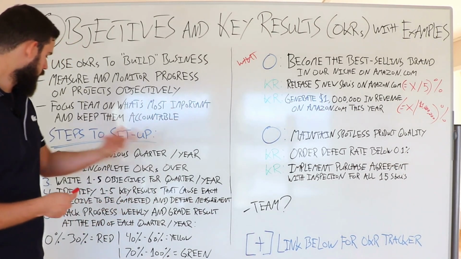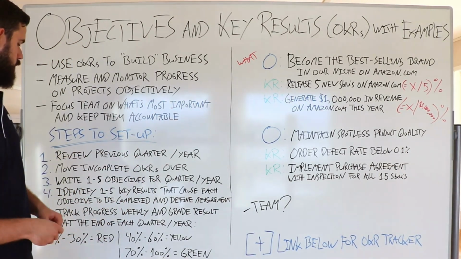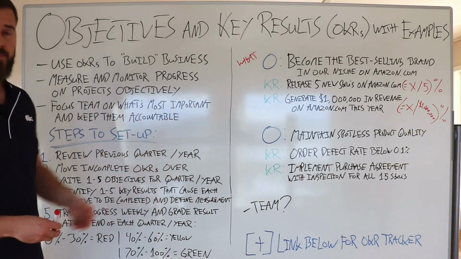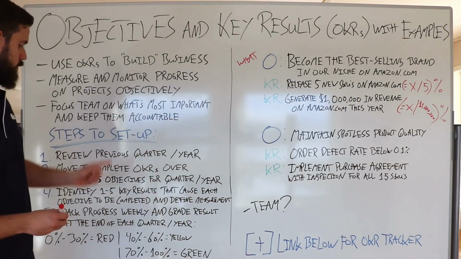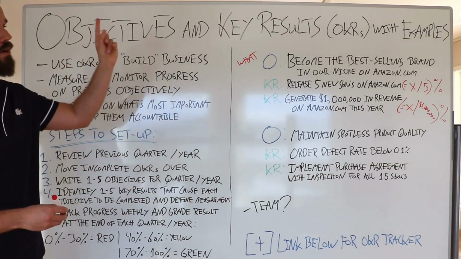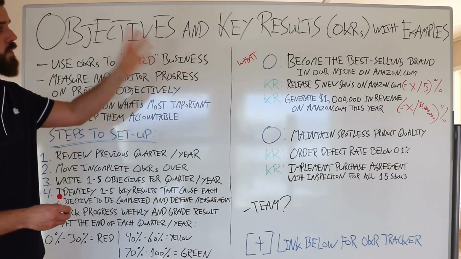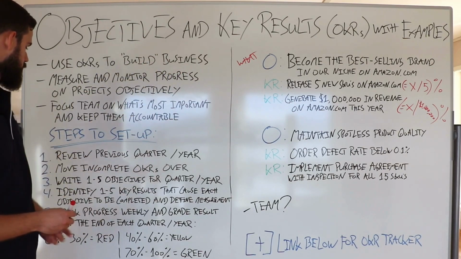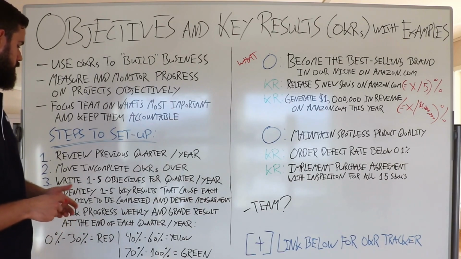So the final step is to track the progress weekly and grade the result at the end of each quarter/year. So you track it weekly throughout, and then at the end of each quarter, when the quarter is finished or the year is finished, and in this case we are looking at the yearly OKR, when the year is finished, I'll show you what we do. We will grade the result at the end of each quarter/year.